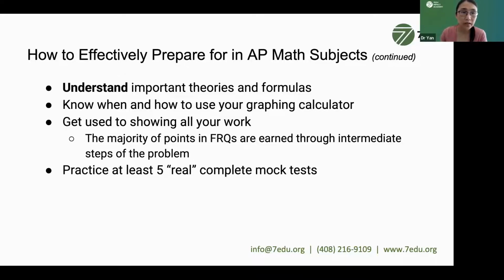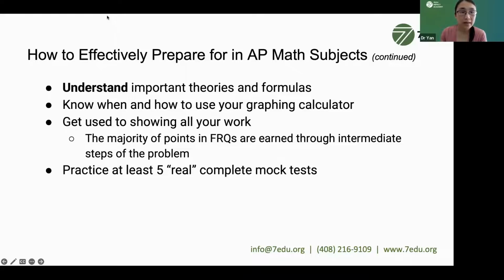And like I said, students who are good in STEM are sometimes a little bit weak in showing their work and showing their thoughts. Of course, this is not a composition test, but you do need to show your work by quoting the calculus theorems or the statistics theorems. Okay, so basically quoting the appropriate math terminologies. And the majority of points in FRQ are earned through intermediate steps of the problem, not the final answer. In fact, you only get 1 point if you only have the final correct answer.